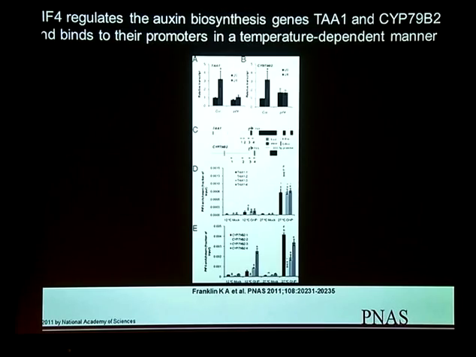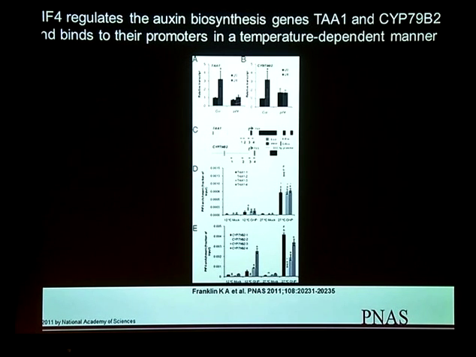So we said, well, maybe there's a link between this transcription factor and auxin, and what would that be? And so we went and looked for genes that might be involved in auxin biosynthesis and to see if we could see a change in their gene expression in response to temperature. And two of these, TAA1 and CYP79B2, Kerry found were both strongly induced by warmer temperature. So this is at the lower temperature of 20 degrees. If you shift these seedlings up to 28 degrees, you see a big increase in both TAA1 and CYP79B2, which is another enzyme in auxin biosynthesis.